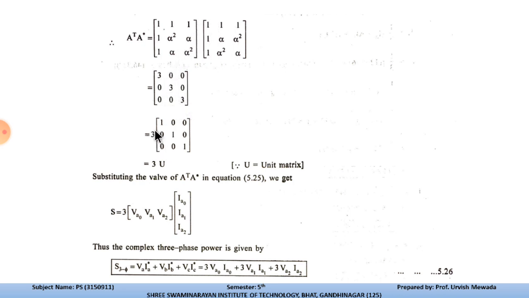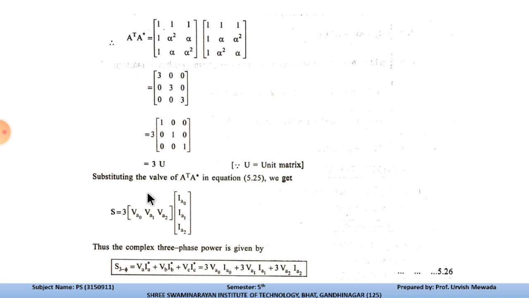So yes, 3 into a diagonal matrix with entries 1, 1, 1, so it is called 3 into U, and U is called the unit matrix because all the diagonal elements are 1 and the rest of the elements are 0. That's why it is called the unit matrix. Substituting the value of A transpose into A conjugate in equation 5.25, S is equal to 3 into VA0, VA1, VA2 and IA0, IA1, IA2.